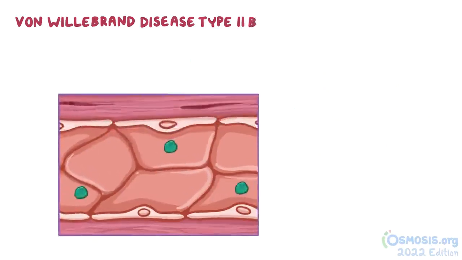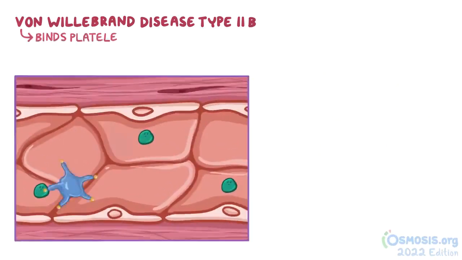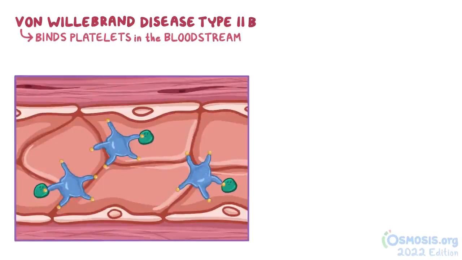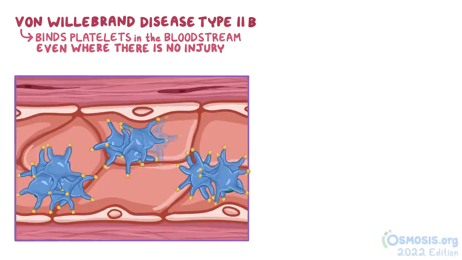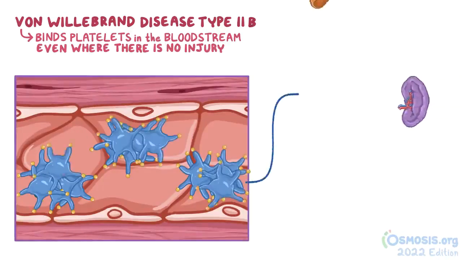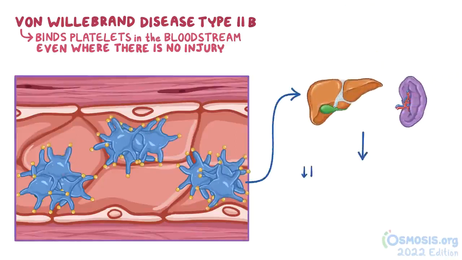In type 2B, von Willebrand factor binds platelets in the bloodstream. It is like the glue is too sticky, binding platelets everywhere, even when there is no injury. This causes large bundles of platelets to form in the bloodstream, which are taken out by the spleen and the liver, resulting in a low platelet count, another risk for bleeding.